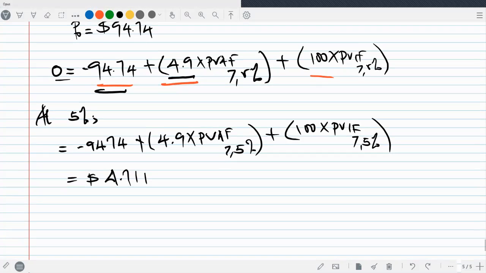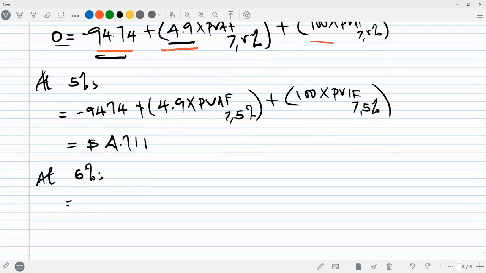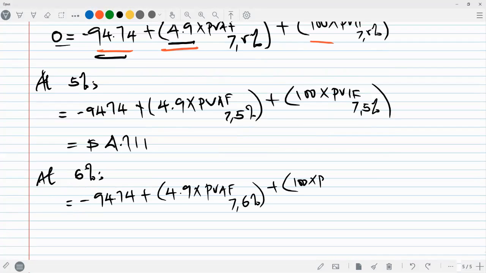So you can increase the discount rate, let's say to 6%. We discount the same process, but now we discount at 6%, to be equal to negative 94.74 plus 4.9 times the present value annuity factor, 7 years, 6%. We discount the redemption value back to year 0, present value factor, 7 years, 6%. And get how much?